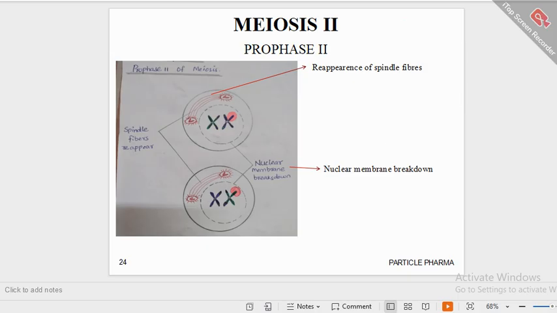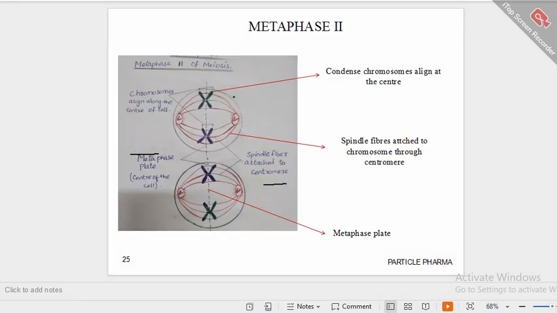So in prophase 2 of meiosis, we can see there will be a formation of spindle fibers from the centrosome, and there will be a nuclear membrane breakdown so that the chromosomes can be easily available to the spindle fibers. Let me move to the second phase of meiosis 2, which is metaphase 2.